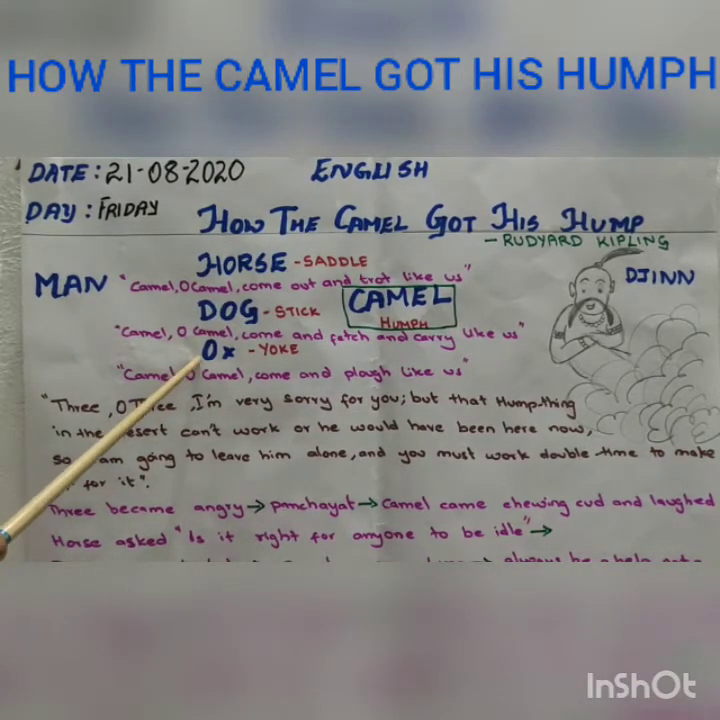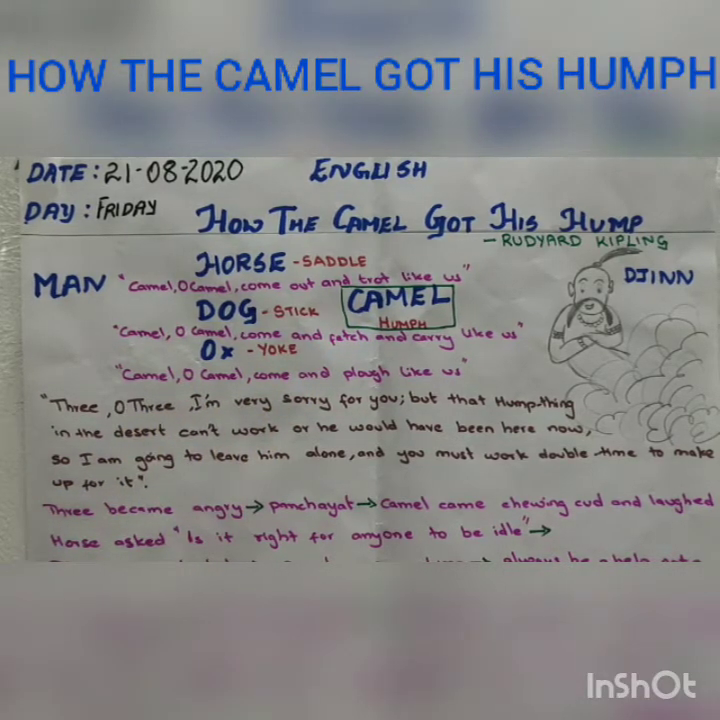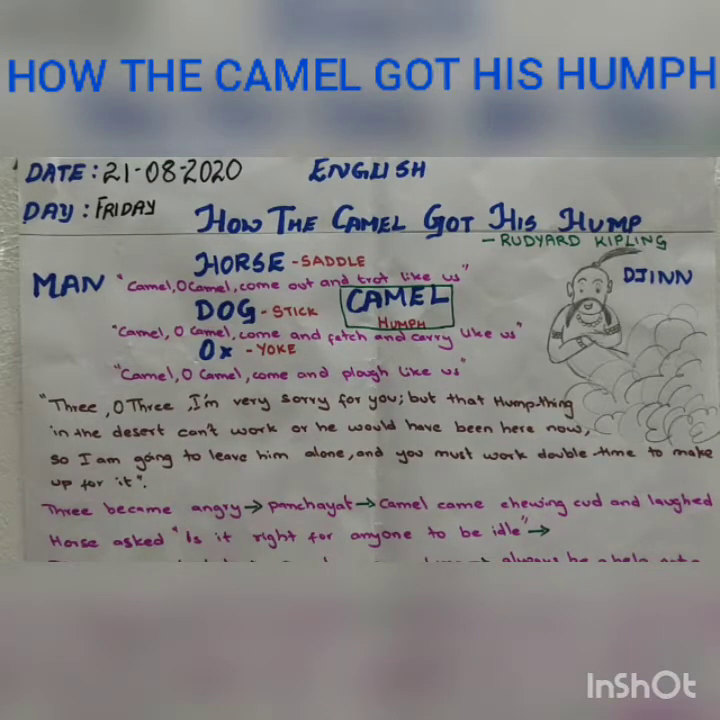So on the third day, the ox came to the camel with a yoke on his neck. A yoke is something you would have seen. The ox has a long wood on the neck that they use for tying up the ox or for plowing. You'd have seen a long wood log on the ox or the cow's neck. That's called a yoke. So the ox told the camel, "Camel, oh camel, come and plow like us." And as usual, the camel said, "Hump."